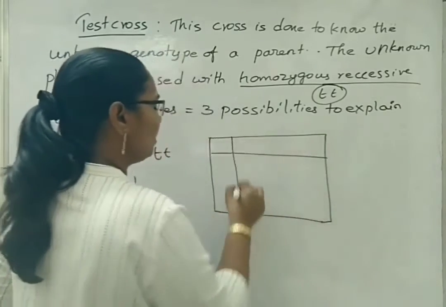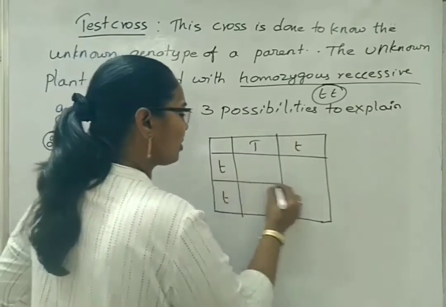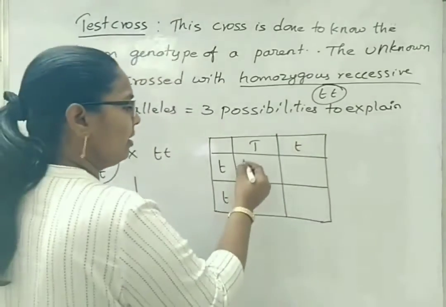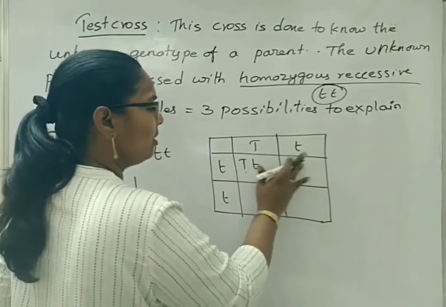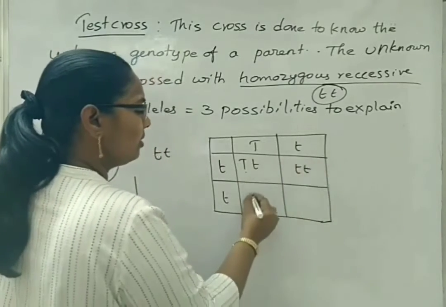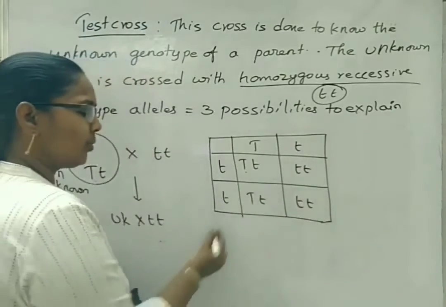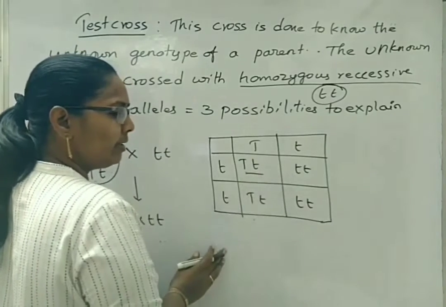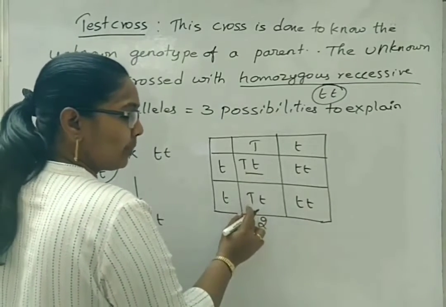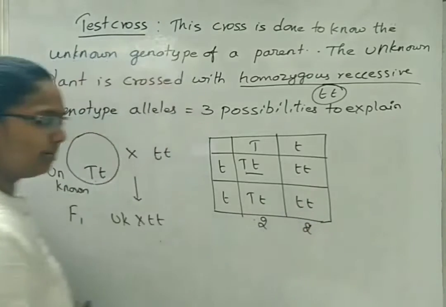Suppose the unknown genotype has alleles like this, and we have crossed with a homozygous recessive one, then we have got one homozygous recessive, heterozygous dominant, again homozygous this one. Now what is the number? Heterozygous dominant ones are 2 in number that are expressing the dominant character. Homozygous recessive are 2 in number.